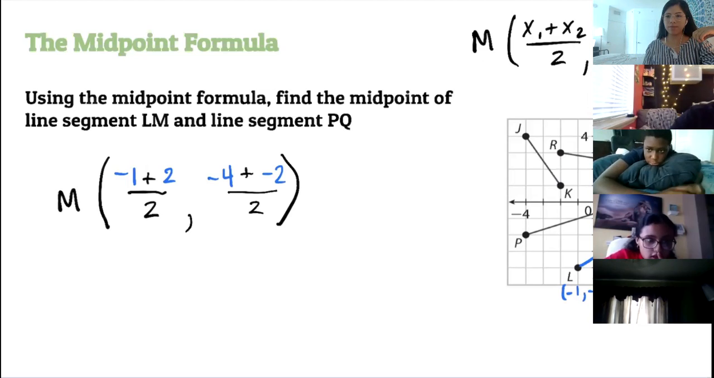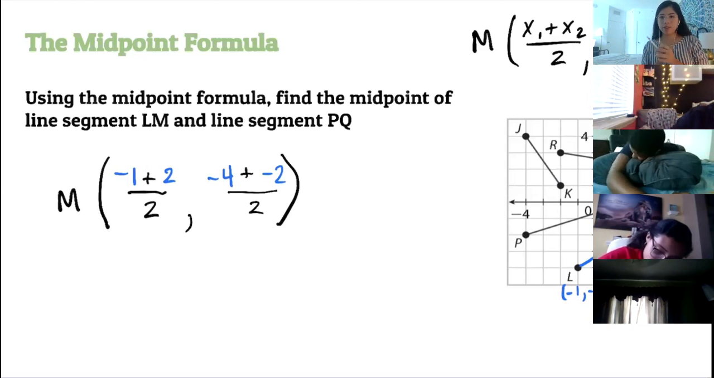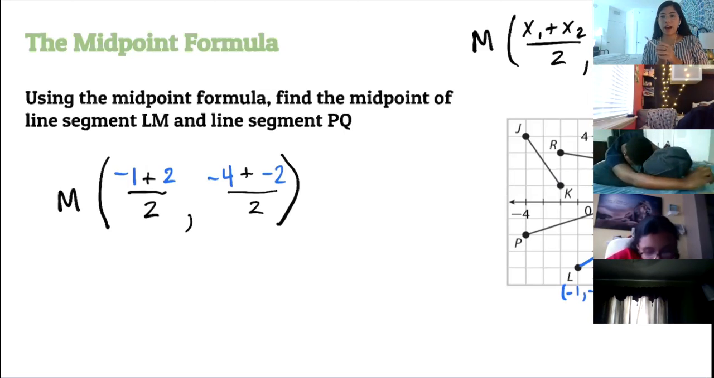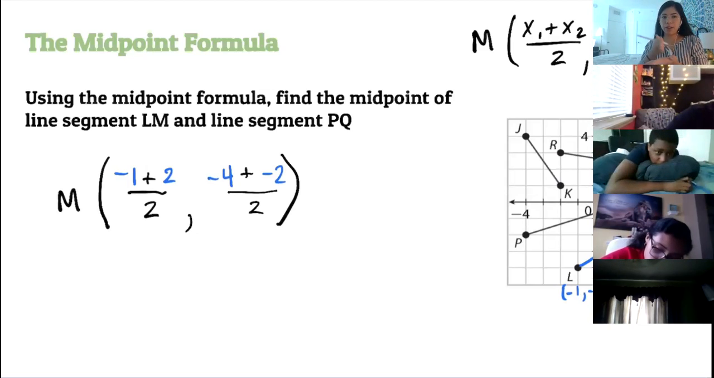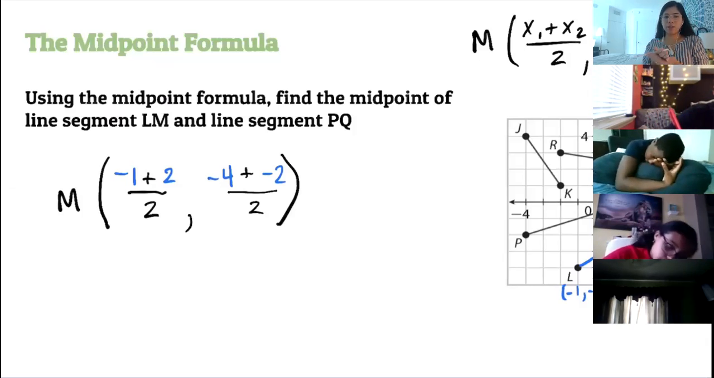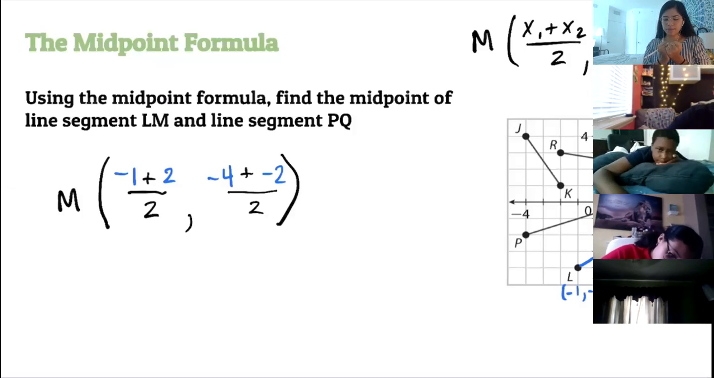Dividing by 2 is telling you how much is 1/2 of that something. And since I'm looking for the midpoint, the middle of this line, I need to know where the halfway point is. So that's why we're dividing it by 2, because we're just looking for the halfway point. Does that make a little more sense?